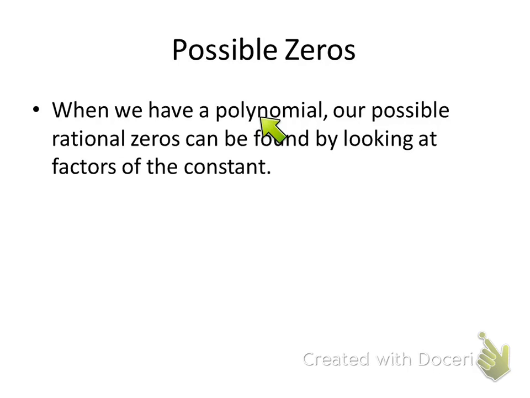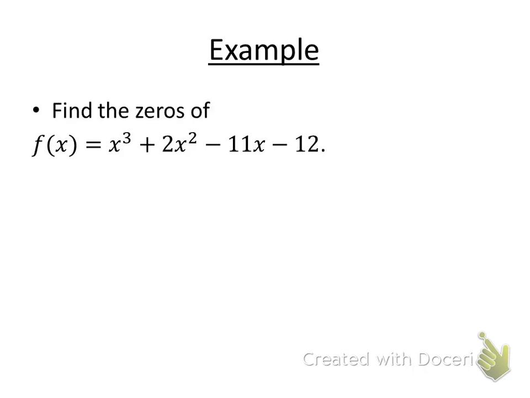If I'm given a polynomial and I don't have any zeros given to me, we're going to look at the constant and the factors of the constant to develop a pool of possibilities. So this is what homework looks like. Find the zeros of f of x equals x cubed plus 2x squared minus 11x minus 12.